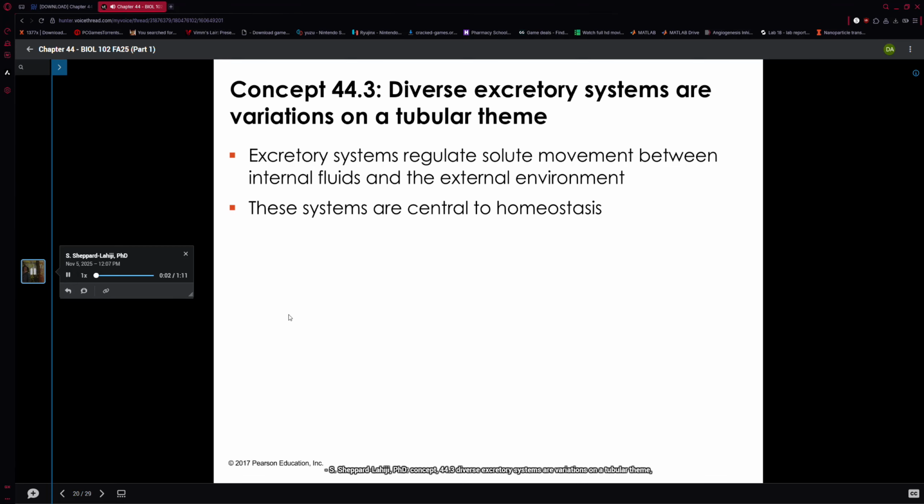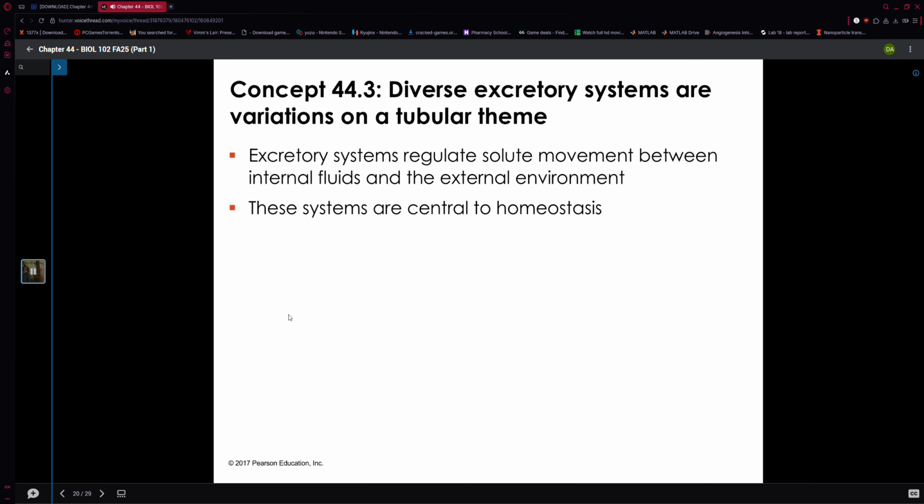Concept 44.3. Diverse excretory systems are variations on a tubular theme. So there are going to be tubes that are going to be associated with the process of osmoregulation. So here we're really just going to start to think about osmoregulatory organs.